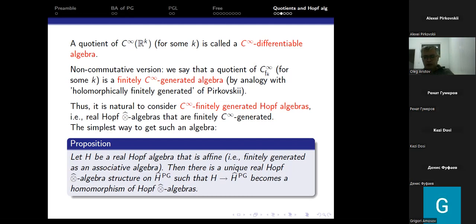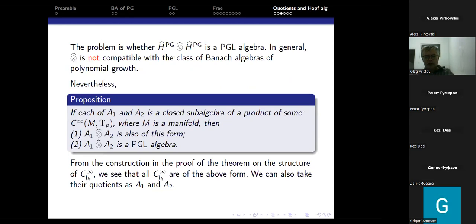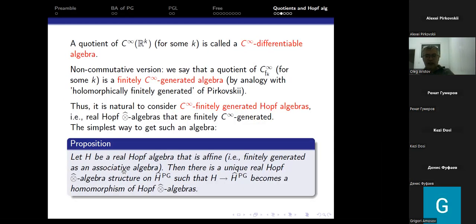And so, back again, you see that we have no problems with the tensor product in the case of quotients of C infinity of f_k. And it is natural to consider C infinity finitely generated Hopf algebras, so real Hopf topological algebras that are finitely C infinity generated.